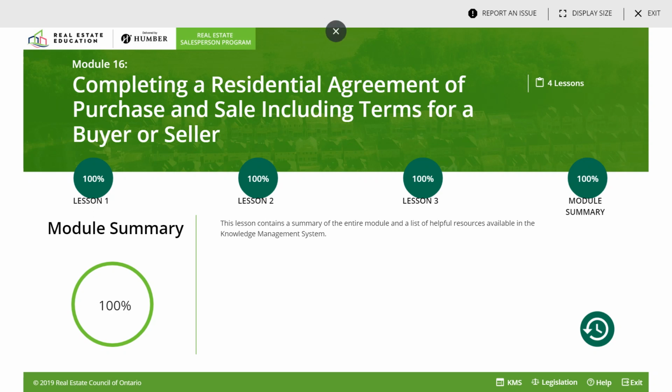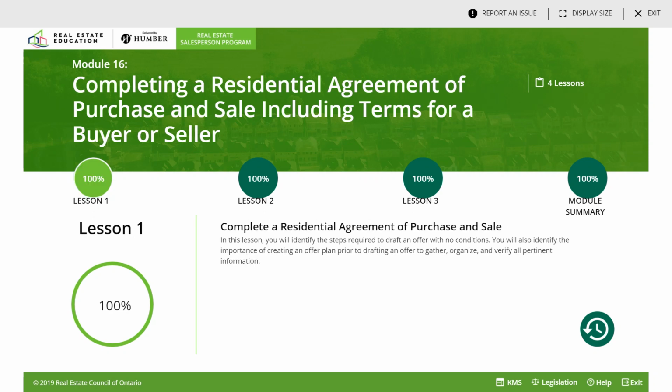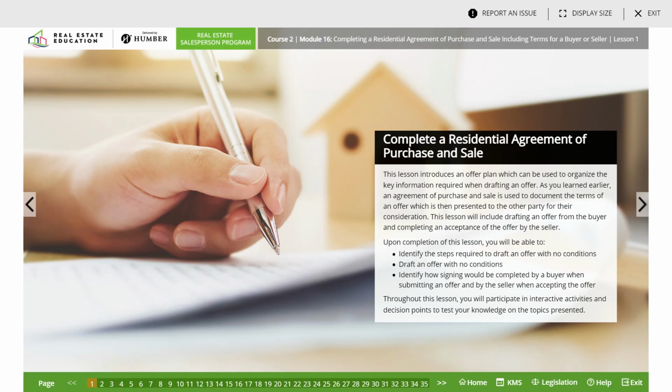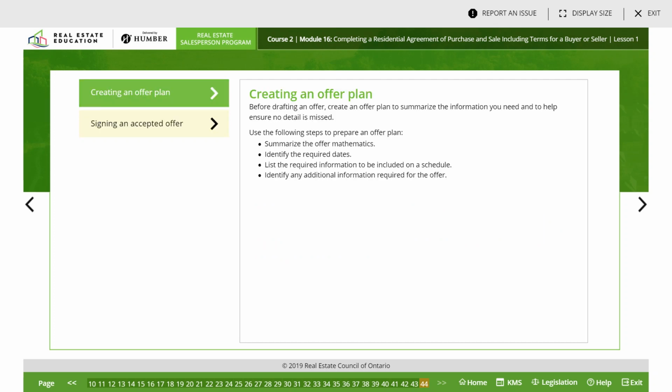It is a lot of reading, but in the summary, so I'm going to click lesson 1. Lesson 1 talks about completing a residential agreement of purchase and sale. If we click on it, we see that there are a lot of pages here, but when I went to the summary, it literally didn't tell me anything. So I'm going to read the summary and go over the pages that we have, see if we can find information that could be useful to us.